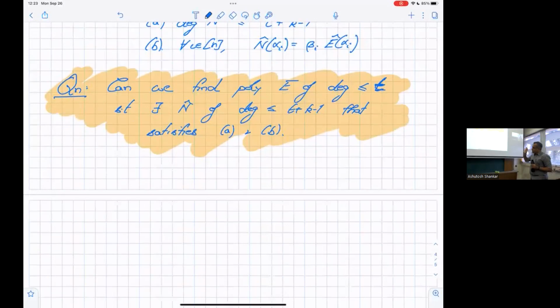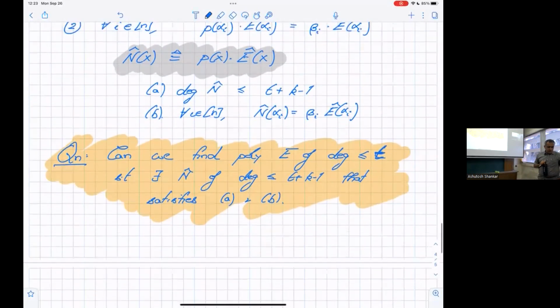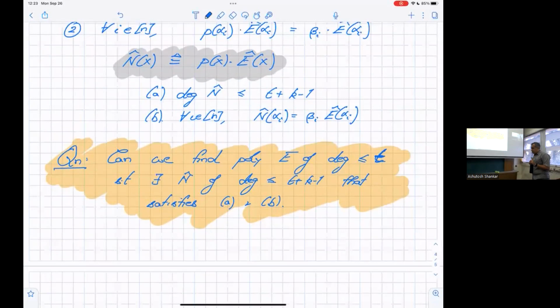Okay, so for now, let's forget about that. We have asked two questions: can we find such an E, and is such an E useful?